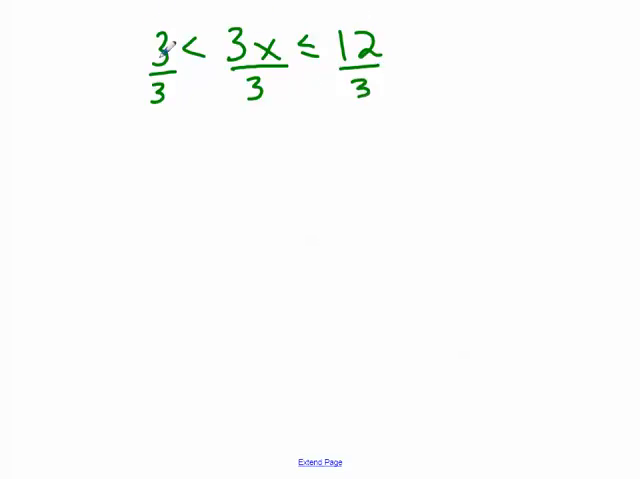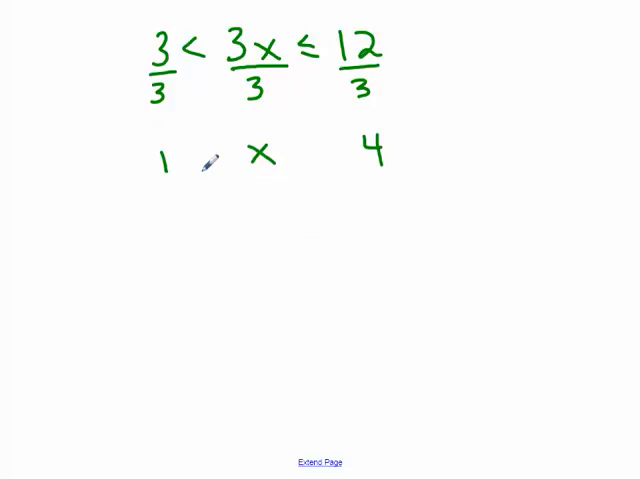All right, on the left then, 3 divided by 3, 1. In the middle, 3x divided by 3, 3 divided by 3 are factors. The factors cancel, reduce, simplify, factor out. 3 divided by 3 is 1, or just x. On the right side, 12 divided by 3 is 4.